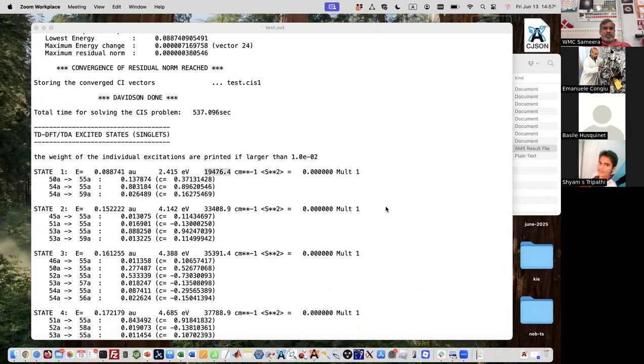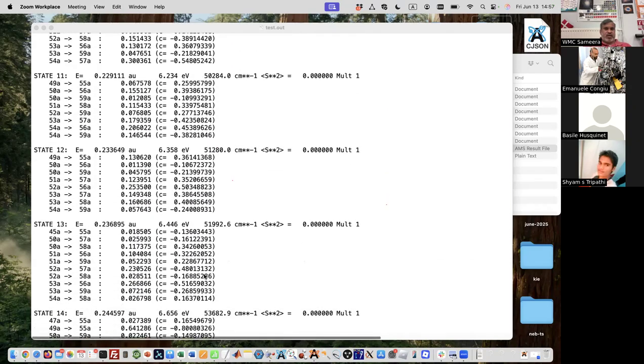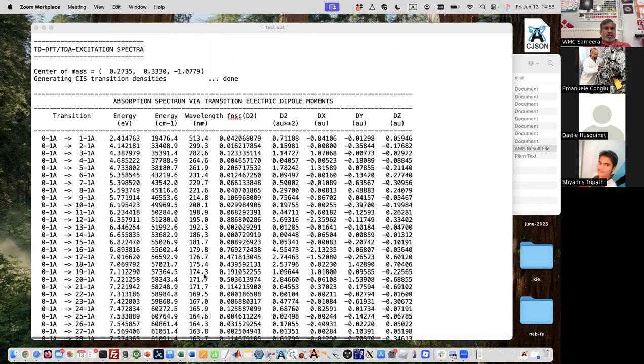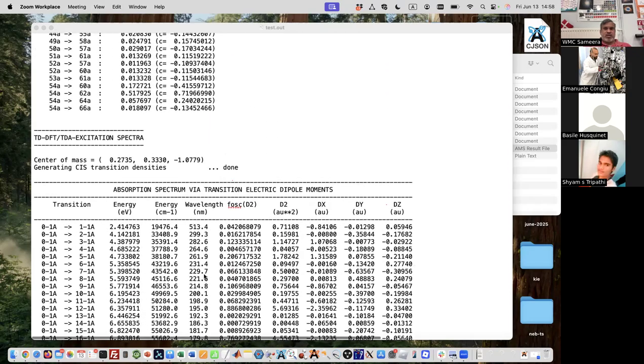Okay, the oscillator strength. Unfortunately, oscillator strength is not shown here, but you can find it over here. Yeah, this is the F, the oscillator strength, you can find here. This is the oscillator strength of the first excitation.